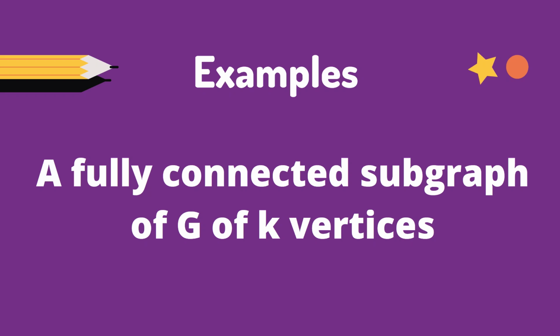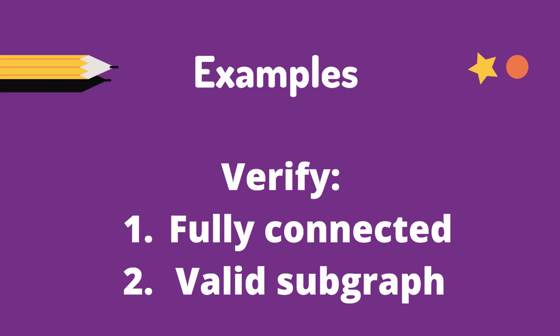Well, a fully connected k-vertex subgraph of G is a valid certificate for this problem. The subgraph can then be efficiently verified for number 1, being fully connected, and number 2, checking it against the original graph to see if it is a valid subgraph. Checking 1 will take time proportional to the number of edges, which is quadratic in the worst case, and checking 2 will also take time quadratic in the worst case, which is polynomial time overall. Hence the clique problem is in NP.